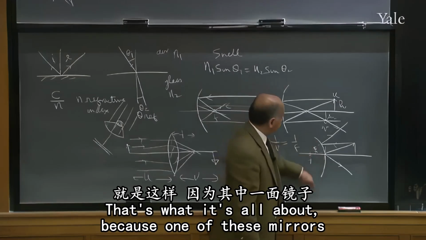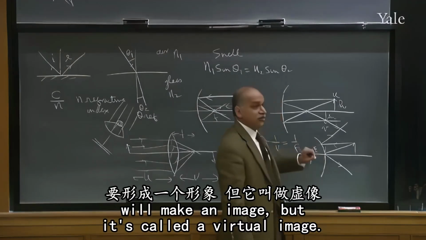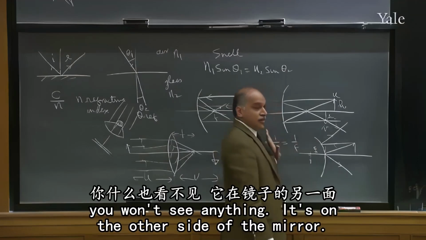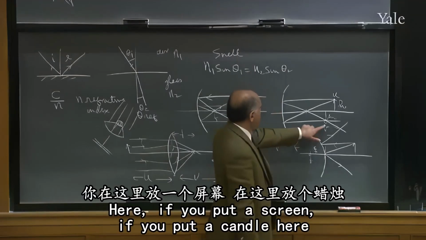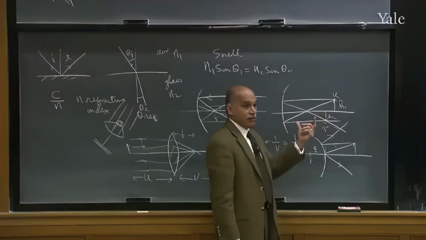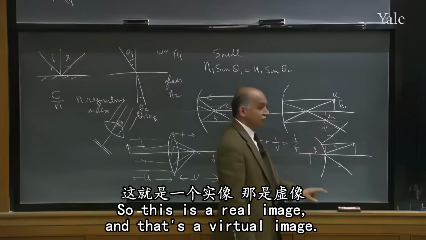Because one of these mirrors will make an image, but it's called a virtual image. In other words, if you put a screen there, you won't see anything. It's on the other side of the mirror. Here, if you put a candle here and put a screen here, you will see a bright image of the candle. So this is a real image, that's a virtual image.